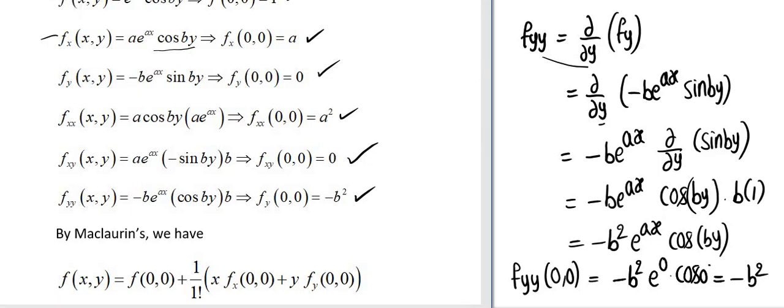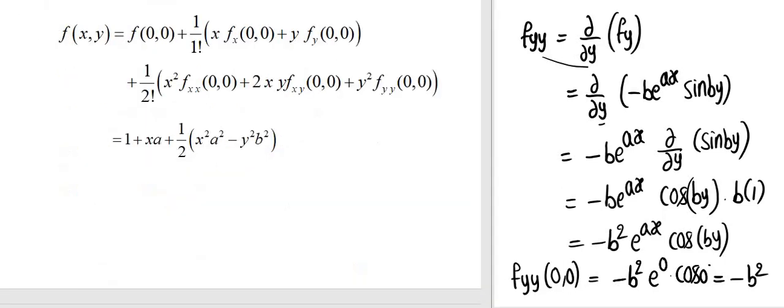Now I am going to substitute all these values in Maclaurin's expansion. So this is the Maclaurin's expansion. Here also you can observe 1 factorial, power 1: x, y, no y, 1 y. 2 factorial, power sum is 2. Here x square is there, that's why f_xx. xy is there, that's why f_xy. Y square is there, that's why f_yy. Next you can observe no y, 1 y, 2 y's. This is how to remember this expansion.